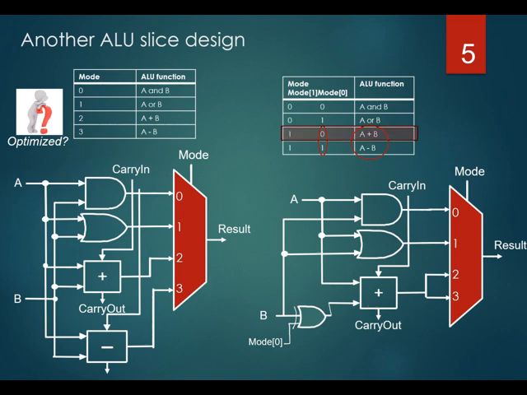So if mode 0 equals 0, then B will go to the adder to perform A plus B. When mode 0 equals 1, then B bar will go to the adder to perform A plus B bar, which we need in the two's complement process.